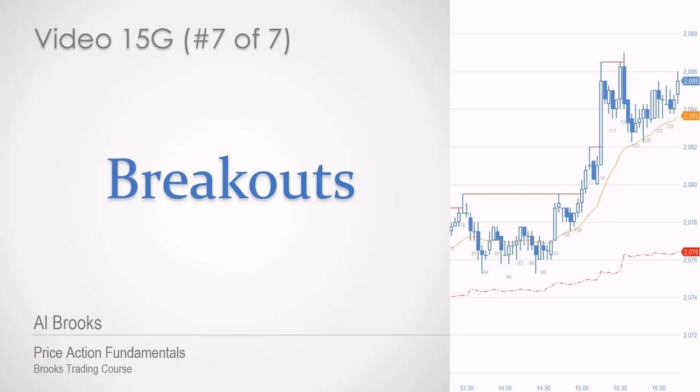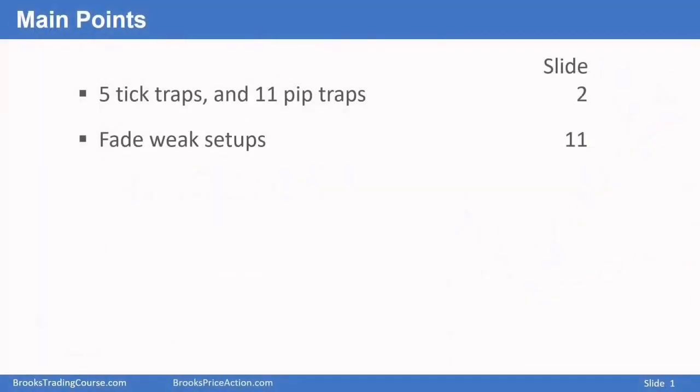This is the 7th of 7 videos on breakouts. I'm going to begin by talking about 5 tick traps and 11 pip traps, where the market goes almost far enough for a scalp and then reverses. Finally, I'll talk about fading weak setups.